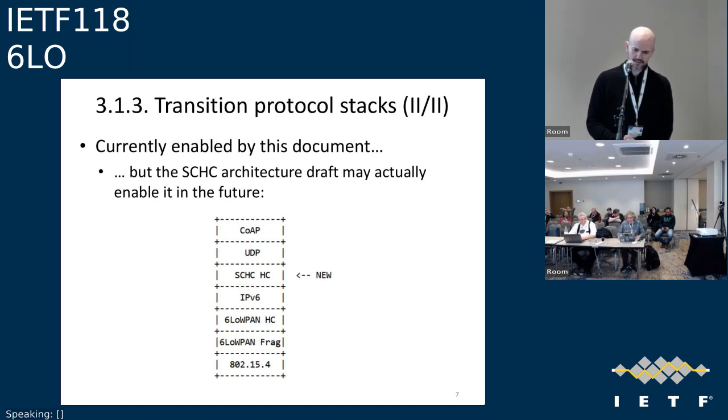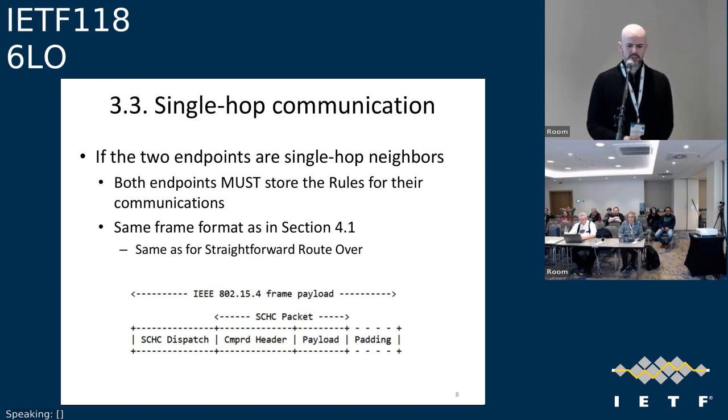Okay, then the next slide, please. So we've added this section on single hop communication, 3.3. It's quite short, but it was missing. Here we state that for two endpoints that may want to communicate, if they are single hop neighbors, then both of them must store the rules to allow the communication by using SHIC for header compression. And in this case, the frame format to be used would be the same one that we had been defining for the straightforward route-over. So the format is shown on the slide.